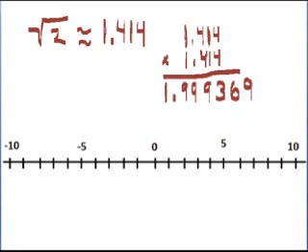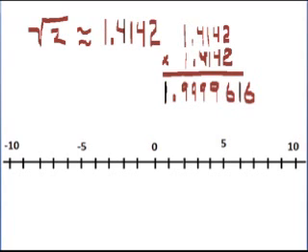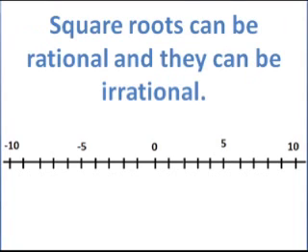Now, we look at that. 1.999369 is not 2. It's close, but it's not 2. So let's add another decimal, 1.4142. Multiply all that out, and you come up with 1.999616. That's not 2. We could continue to add decimals, but we would never get to 2. So this is why the square root of 2 is irrational, and some other square roots are irrational as well. They have a decimal equivalency, an approximation that almost gets you to the right answer, but not perfect. This becomes very important later in mathematics. Okay, square roots can be rational, and they can be irrational.